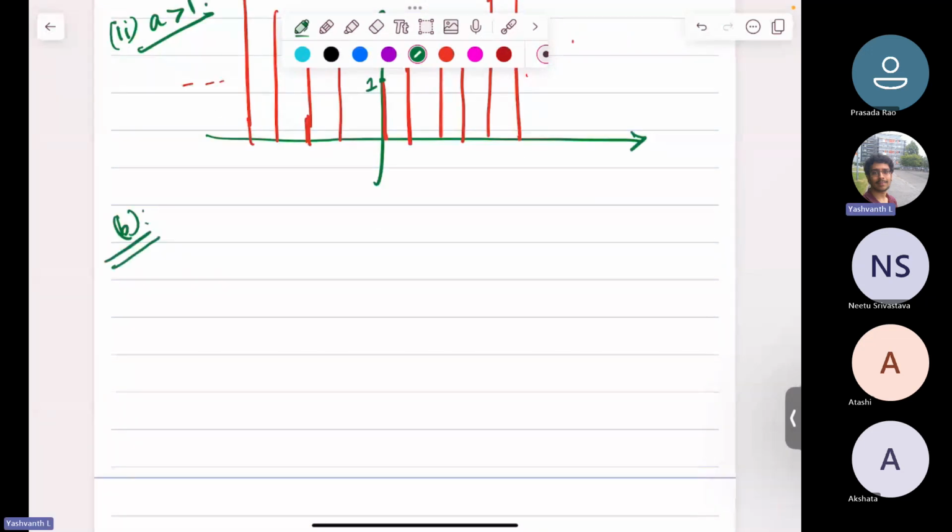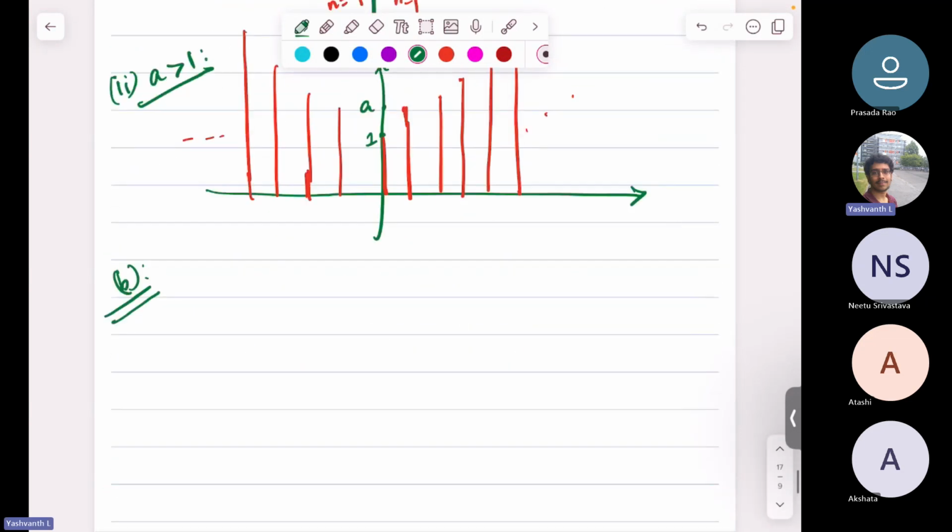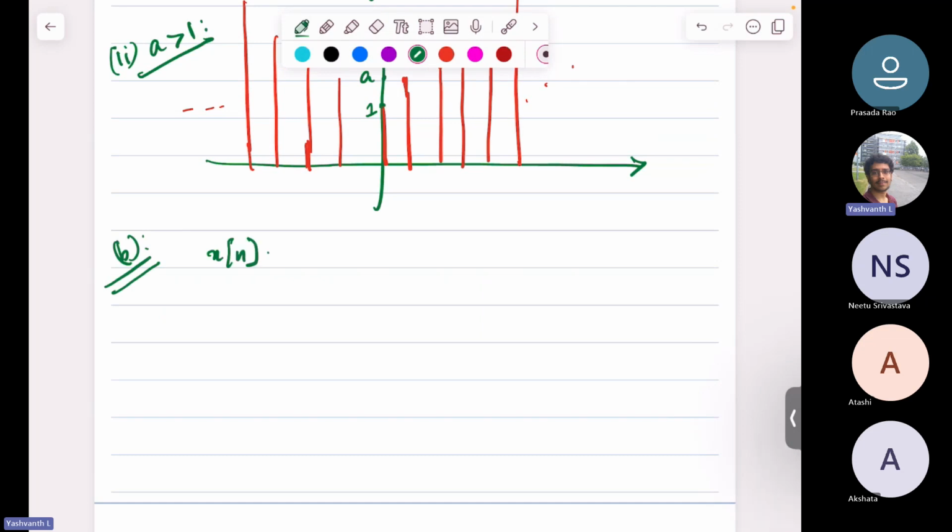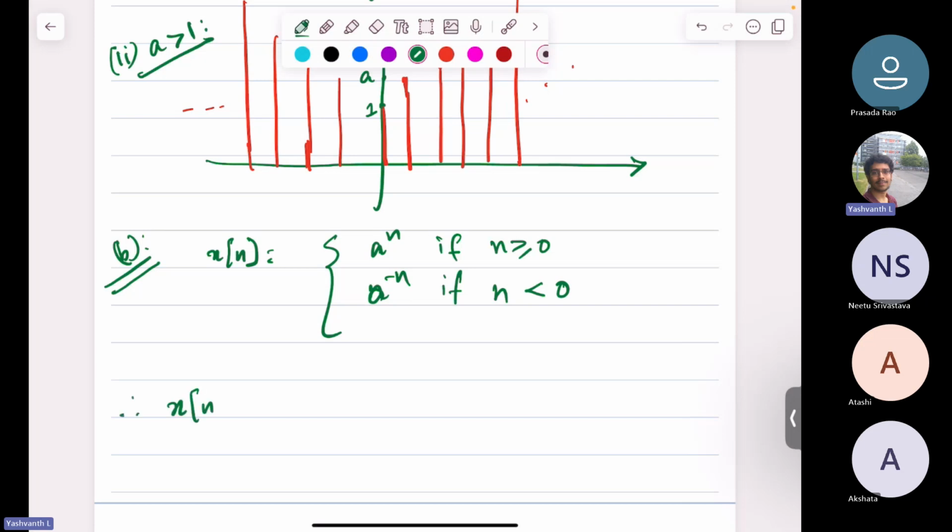So basically, what did we say? We said that x of n is nothing but a power n if n is greater than or equal to 0, or a power minus n if n is less than 0. That is, from n equal to -1, -2, -3, and so on, it will have a power minus n. Therefore, I can compactly write this as a power n into u of n plus a power minus n into u of minus n minus 1. Is this okay?